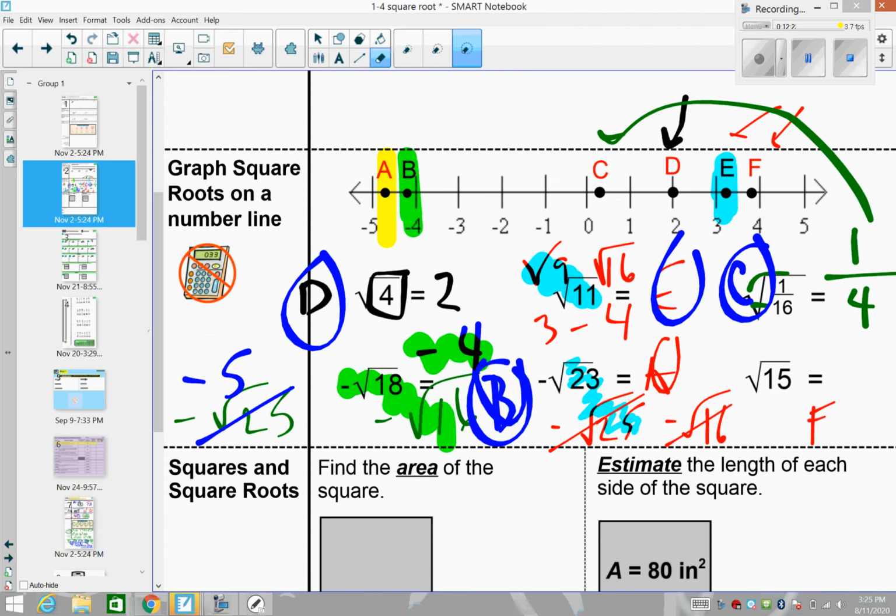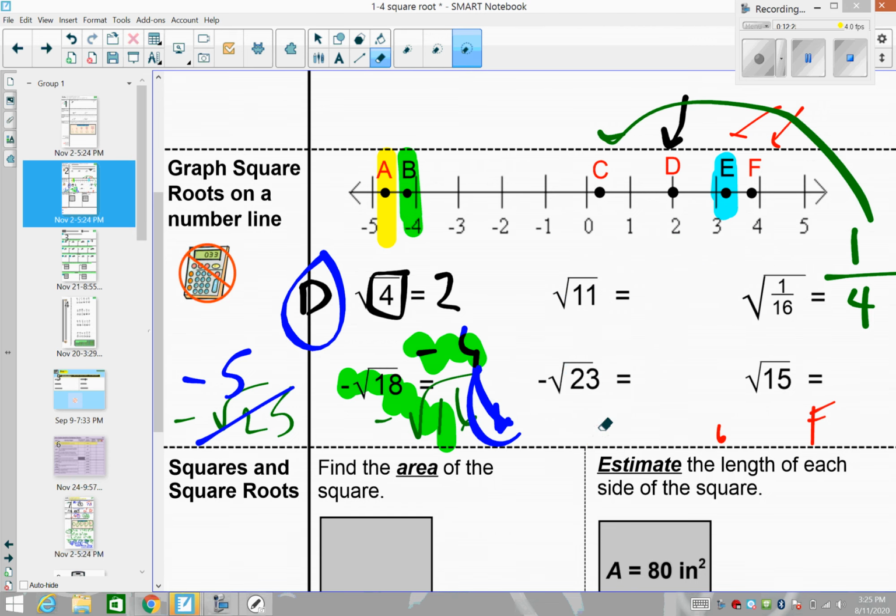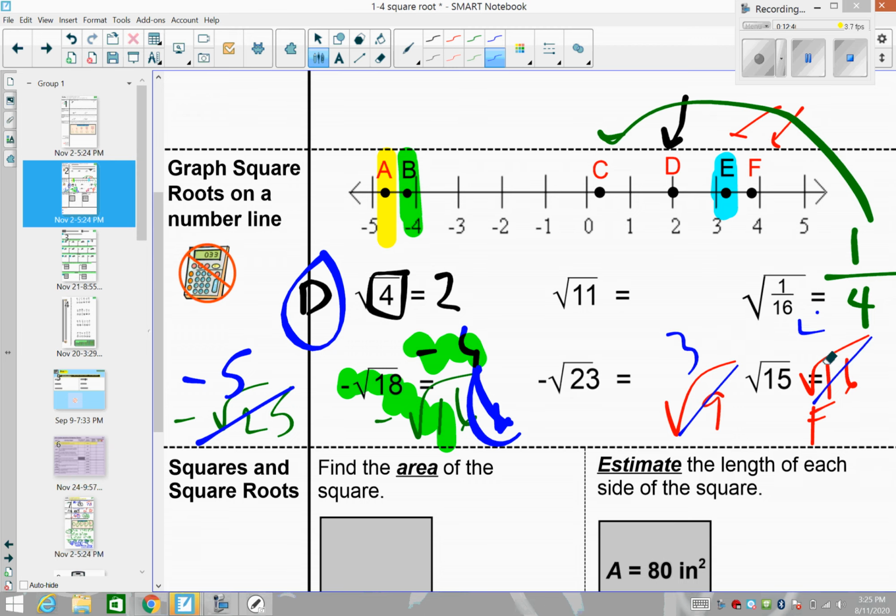Now I'm going to erase some stuff just because it's a mess on my screen. Sorry, I'm using a different pen today, so it's a little bit hard on the board here. So this is between the square root of 9 and the square root of 16. The square root of 9 is 3, and the square root of 16 is 4. And we're really close to the square root of 16, which is 4. So of course, F would be my best estimate.